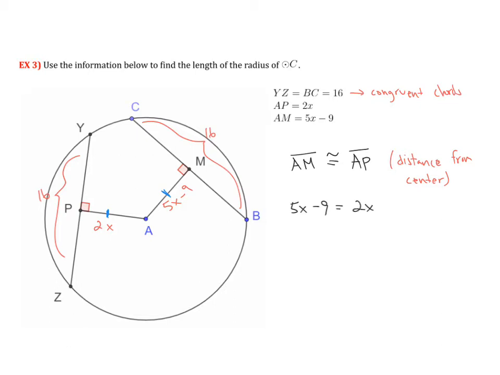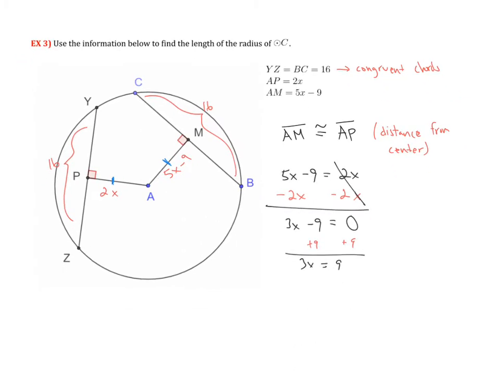Again, collecting all of our like terms onto one side of the equation, I'm going to go ahead and subtract 2x on both sides. 5x minus 2x, that gives me 3x minus 9 is equal to, keep in mind that when these cancel, they don't actually disappear, they just become 0. 2x minus 2x is 0. Let's go ahead and add 9 to both sides of the equation. We get 3x is equal to 9.